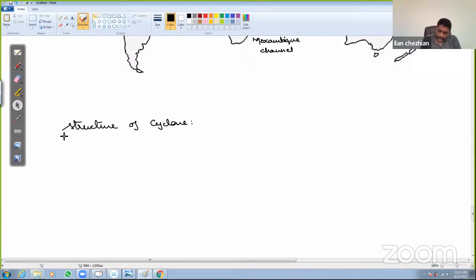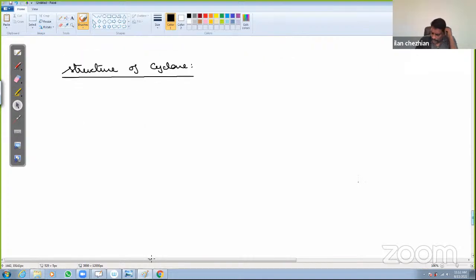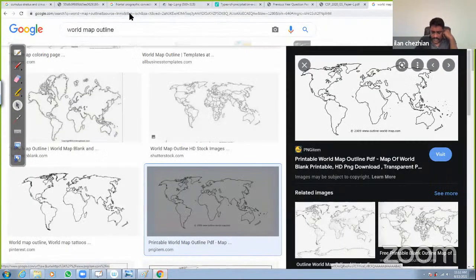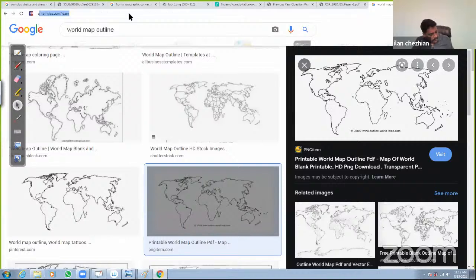See, for example, cyclone has some unique character. Tropical cyclone, all those things what exactly I'm just discussing is the tropical cyclone. When I say structure of cyclone, I'm just talking about the structure of tropical cyclone. So how exactly they look like, I'll tell you, maybe from the representational image of the structure of cyclone.